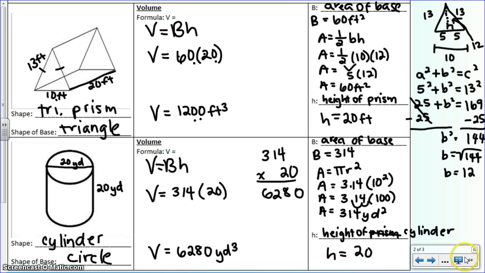And that's all there is to volume of prisms and cylinders. It's really pretty simple, doesn't take as much work as surface area. So I hope you guys understood this, and let's get started on our activity for today.